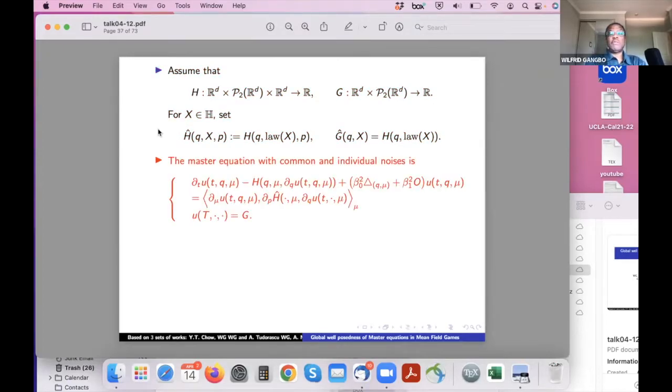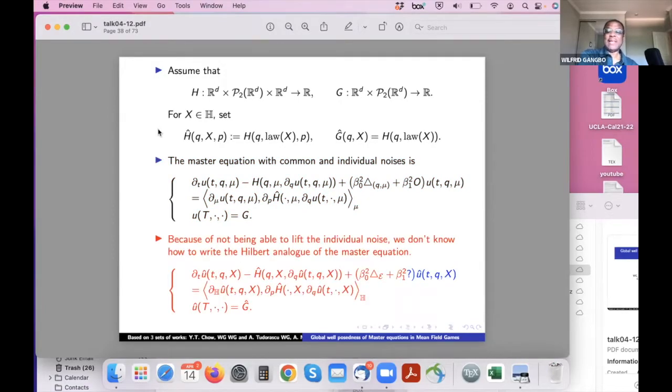The master equation with both common noise and individual noise is: you compute the derivative of u with respect to time, you subtract the Hamiltonian. Then you add a second order operator, which depends on two parameters, beta naught and beta 1. So I put beta naught in front of the partial Laplacian. I put beta 1 squared in front of the individual noise operator. And you have a non-local term which appears as a correction when you are computing the directional derivative of a function which depends on u at time t. And the terminal condition is G.